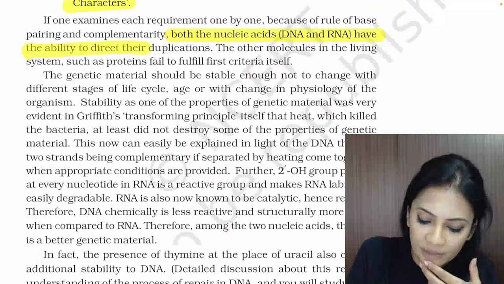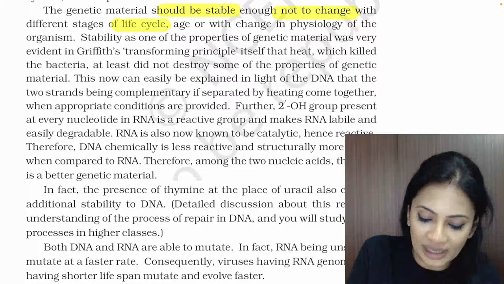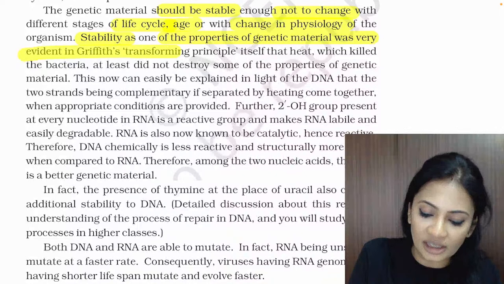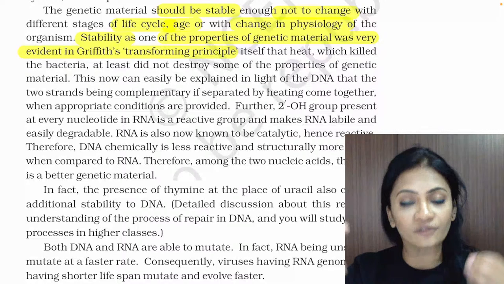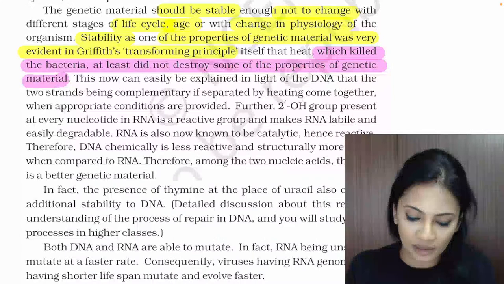Now we see here the genetic material should be stable. It should not change with life cycle, age, or change in physiology. So stability is one of the properties of genetic material, which was very evident in Griffith's transforming principle. Even after heat killing it, it was still stable enough to pass on information to the other organism. Listen here kids, heat killed bacteria did not destroy some properties of the genetic material. Clear?